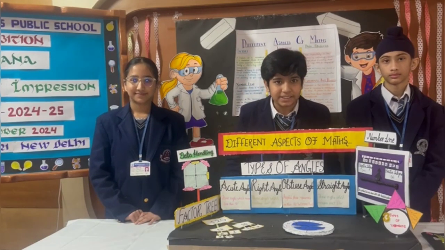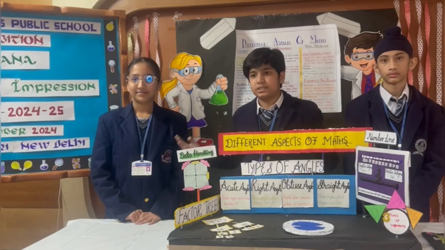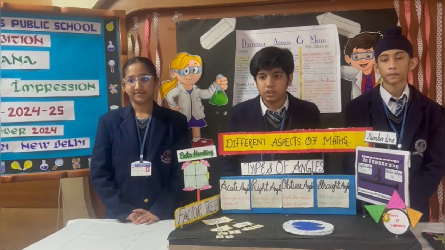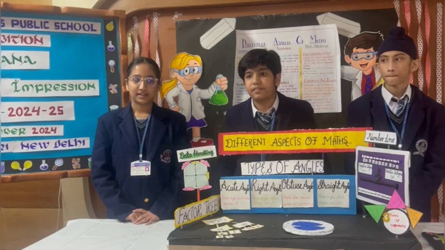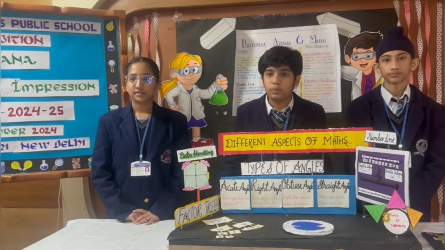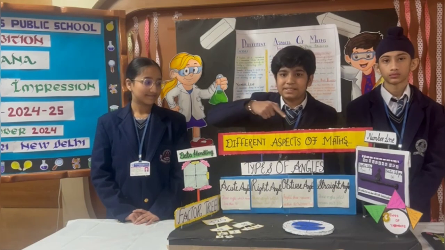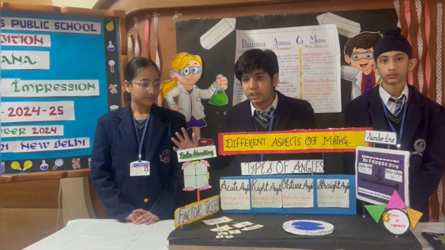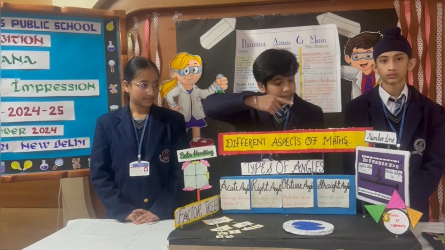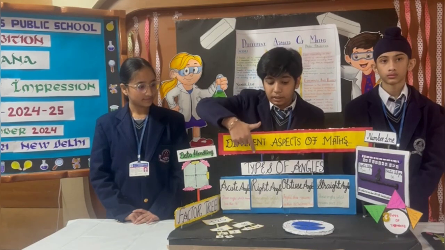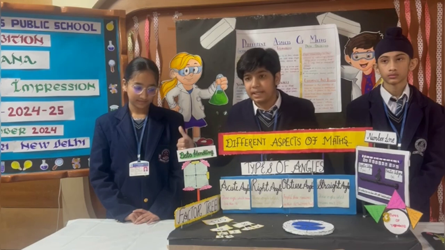Good morning, honorable judges. Myself, Divyansh Gera. She is Swasti Thakur, and he is Prabjot Singh. They are my partners. We are from 7C to present our model, which is based on different aspects of maths. We have covered 6 topics: factors, number line, types of triangle, exponents and powers, and data handling.